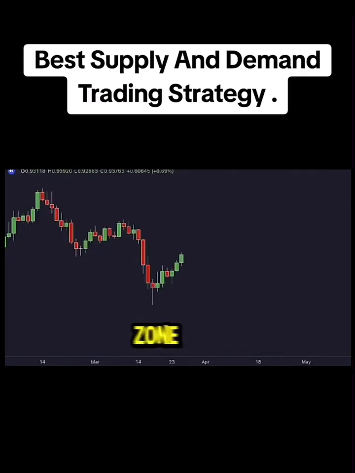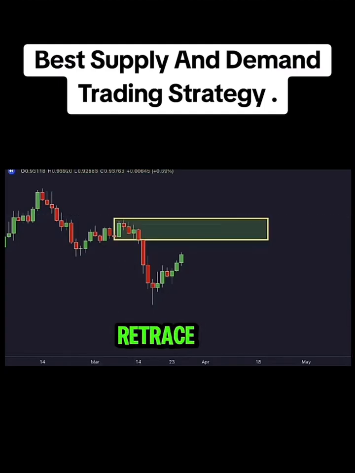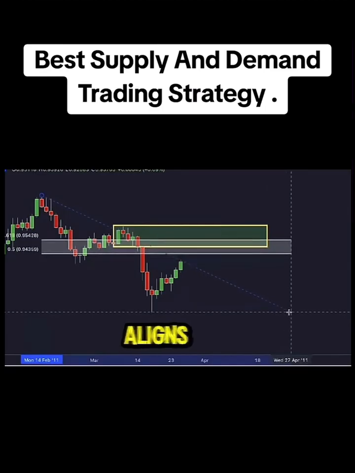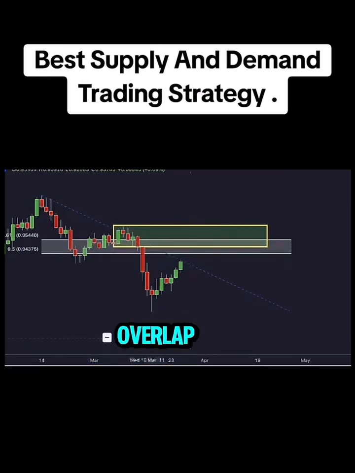In practice, this golden zone strategy might unfold like this. Imagine you've spotted a supply zone and the price begins to retrace. You apply the Fibonacci retracement tool and notice that the 61.8% level aligns perfectly with your supply zone. This overlap creates a powerful golden zone. As the price approaches this level, you're not just looking at numbers on a screen, you're seeing where the big institutions are likely to place their trades.